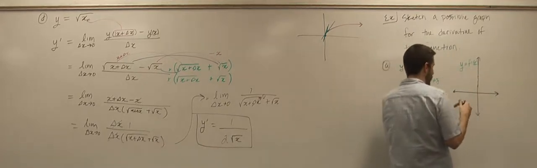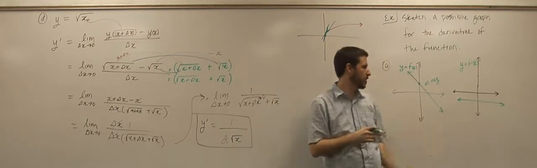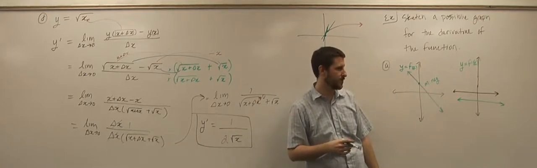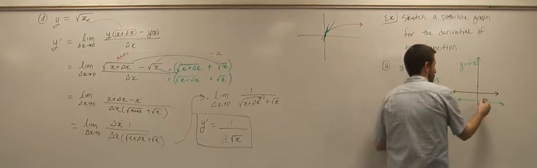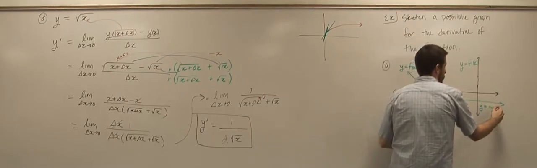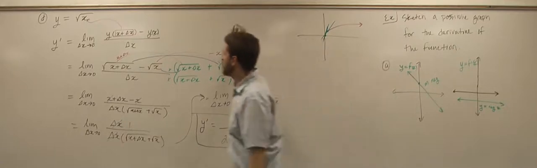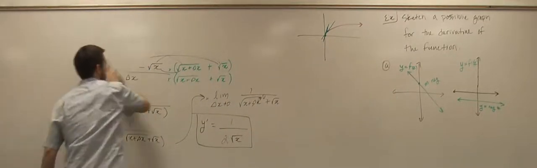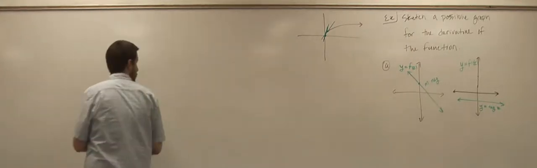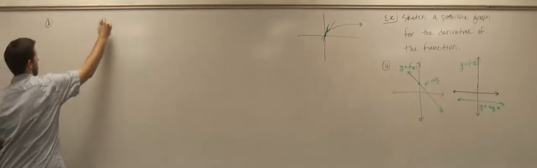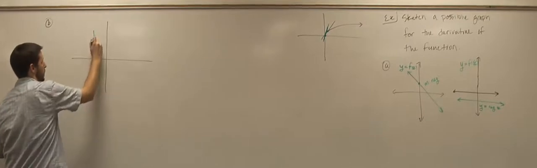But if you draw me a line down here, then you're okay. Any horizontal line would work as a possible derivative function, because I don't know exactly what the slope is, but I do know the slope is negative. So I know that this is y equals some negative number.